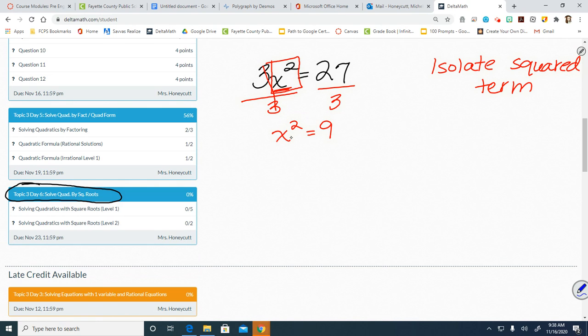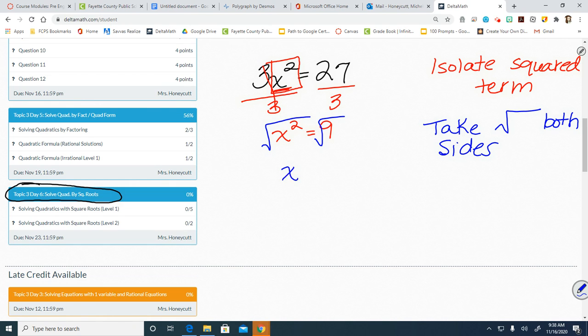Then, once you have isolated the squared term, then you can take the square root of both sides. So I'm taking the square root of both sides. The square root of x squared is x. And the square root of 9 is 3, but I'm trying to figure out what number squared would be positive 9. Positive 3 times positive 3 is 9, or negative 3 times negative 3 is 9. So I would say this out loud: x equals plus or minus 3, meaning that x equals positive 3, or x could also be negative 3.